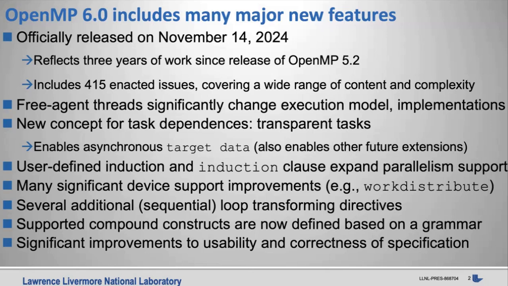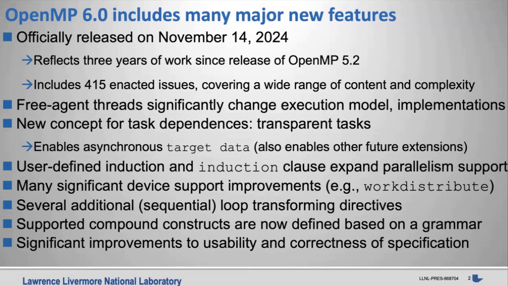So we've added, as I mentioned already, many major new features, and I'm going to cover a couple of them in detail, including something we call free agent threads, and also transparent tasks. Many of the changes in 6.0 actually update the tasking model.